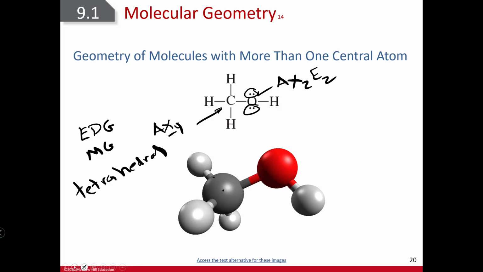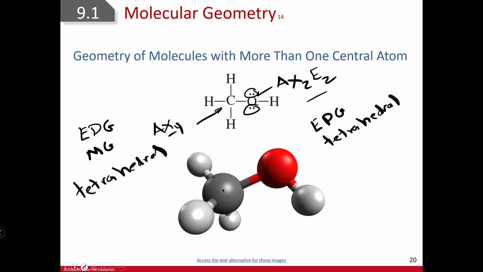Okay, so now we're going to evaluate the oxygen. So this is an AX4, it's AX2E2. It's still four things coming off. So four things are coming off. The electron domain geometry is still tetrahedral. All right, so four things, whether it's bonding pairs or non-bonding pairs, there's four things coming off of the oxygen, two lone pair, two bonding pair. So the total is four, and it's tetrahedral.